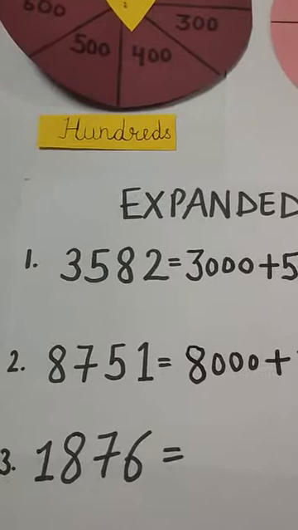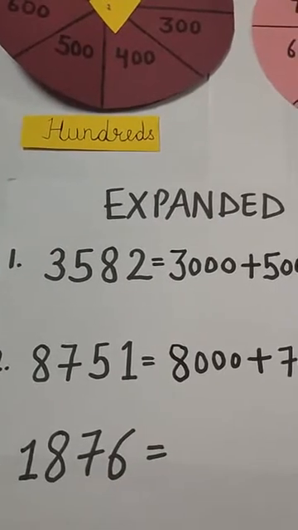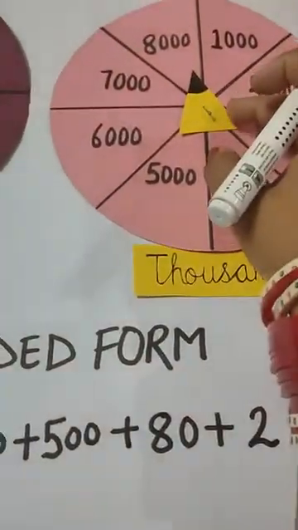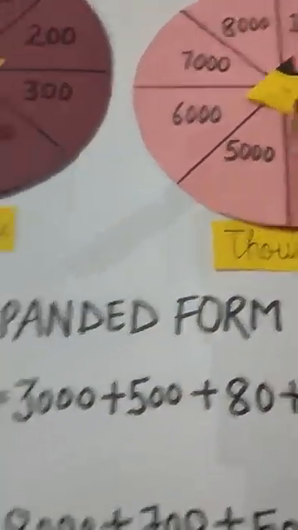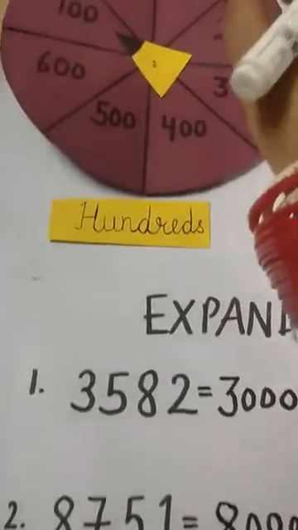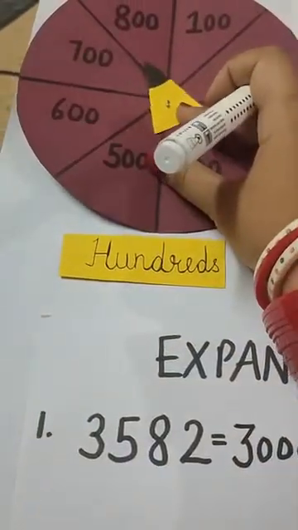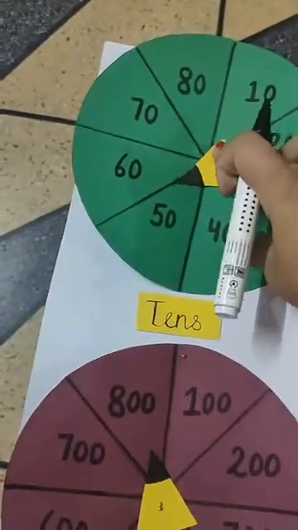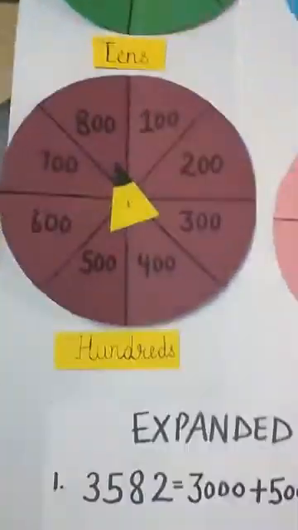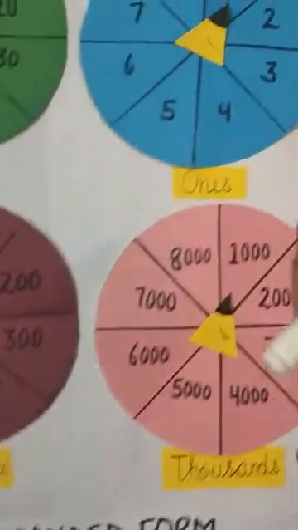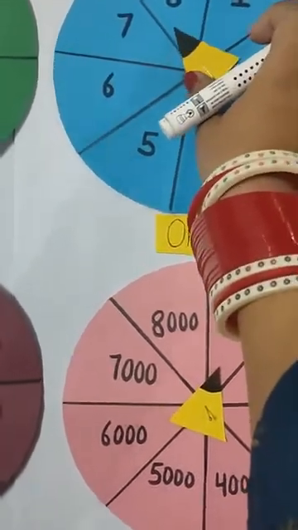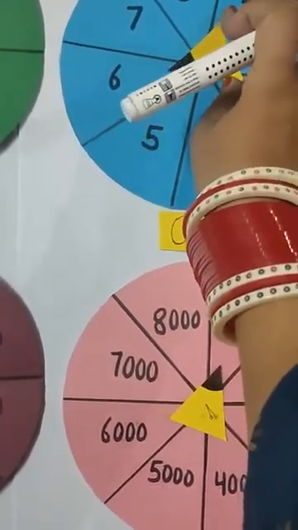So now we are coming to the last question. This is 1876. It means we have to fix 1000, because the place value of 1 is 1000. Next we have 8, which means its place value is 800. Now we have this 7. Its place value is 70, so its face must be towards 70. Next, in the last we have 6 here. So its place value must be 6, so its face is towards the 6.